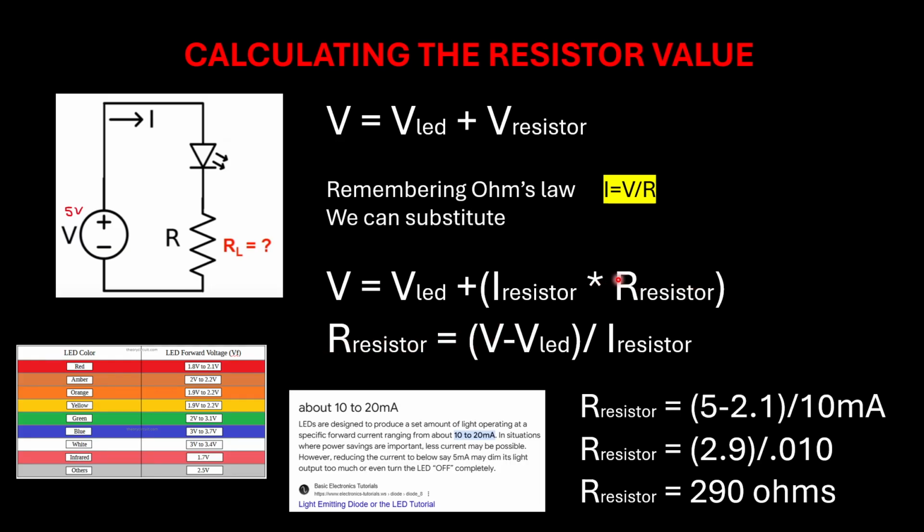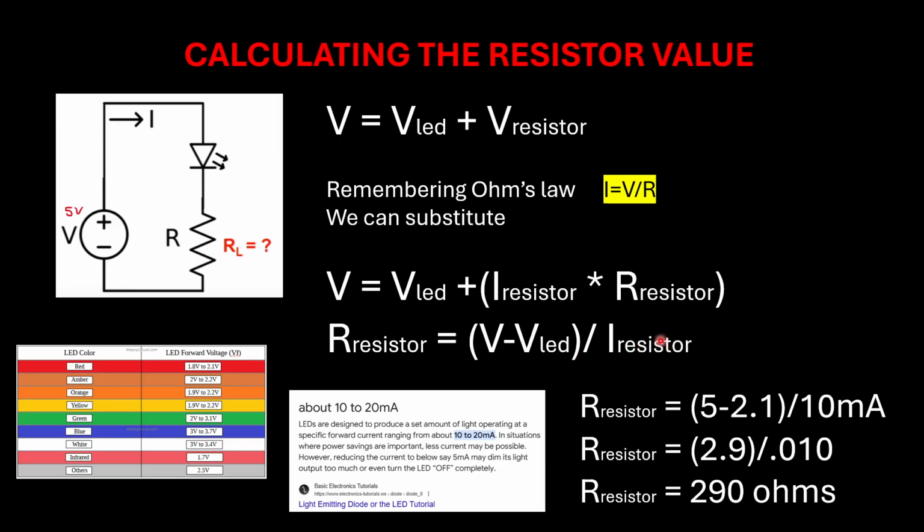Solving for our resistor, we have the total voltage minus the voltage on the LED, divided by the current of the resistor. Okay, and now we have this expression that will give us the value for the resistor. However, there are 2 unknowns that we do not know. Those are the voltage on the LED and also the current of the resistor.